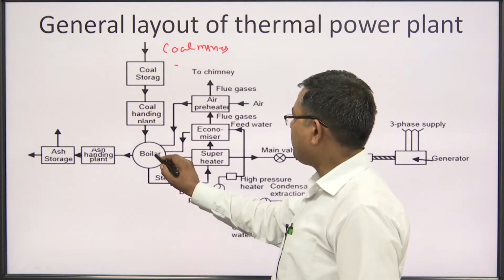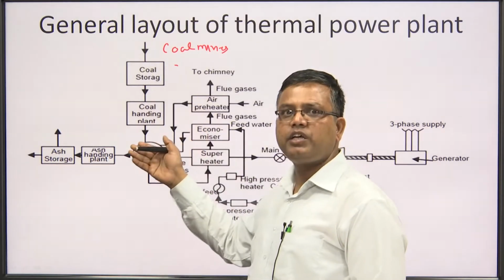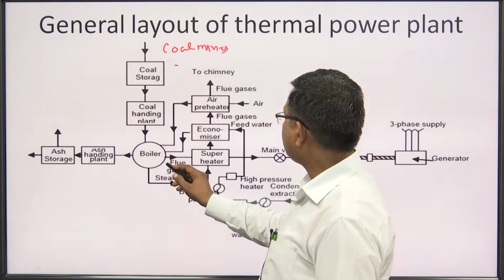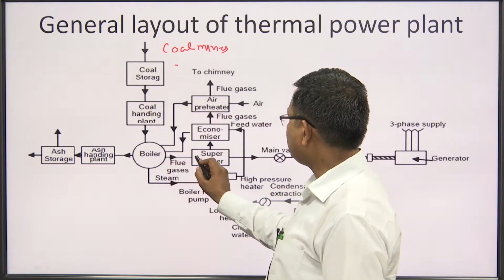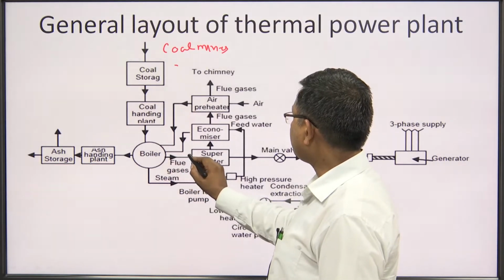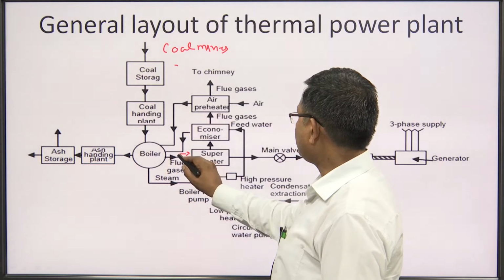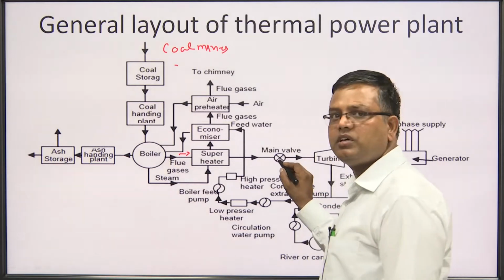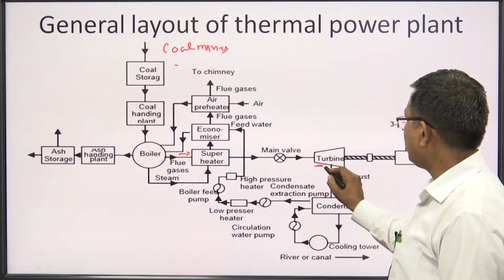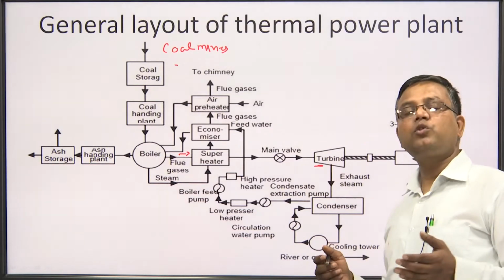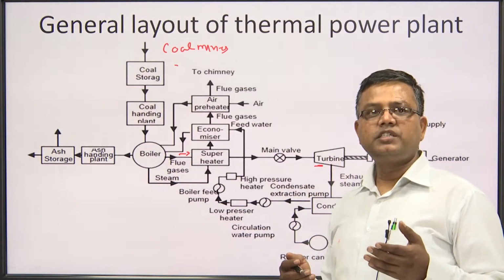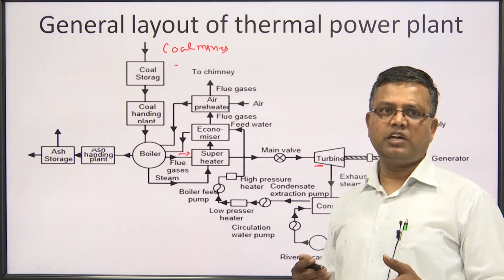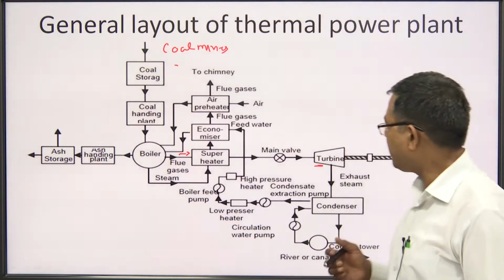Now, when coal burns, it gives its heat to the water which converts into steam. So, here you can see this is the passage of the steam. It passes through the superheater, then it passes through the main valve, then it passes to the turbine and it rotates the turbine. When it rotates the turbine, it gives its thermal energy to the turbine which converts thermal energy into mechanical energy, or you can say rotary energy, right.